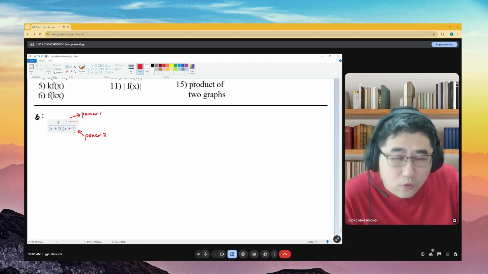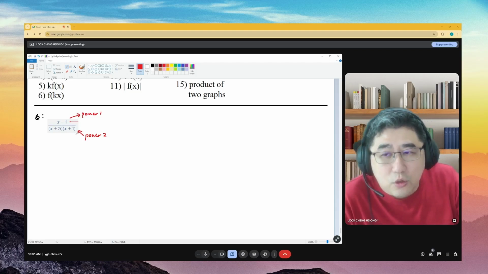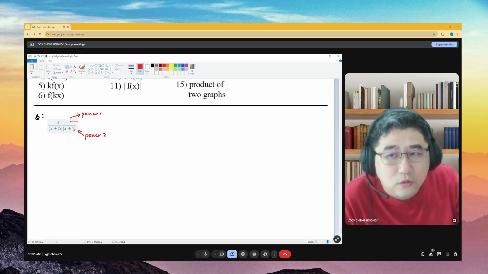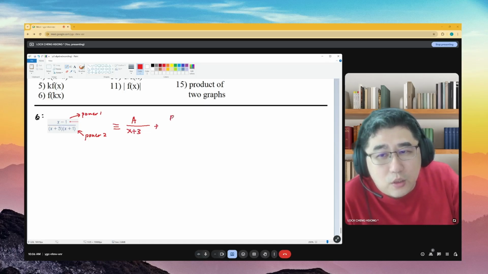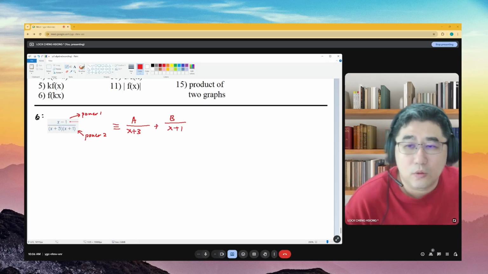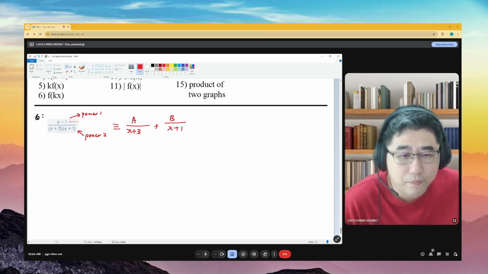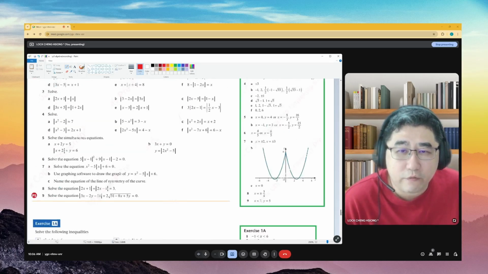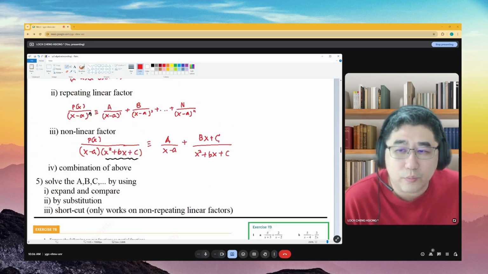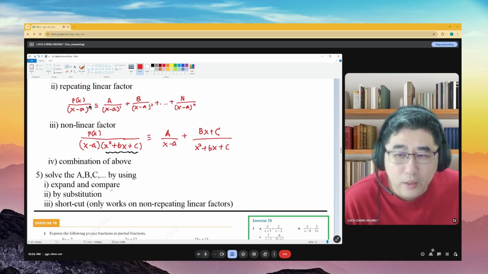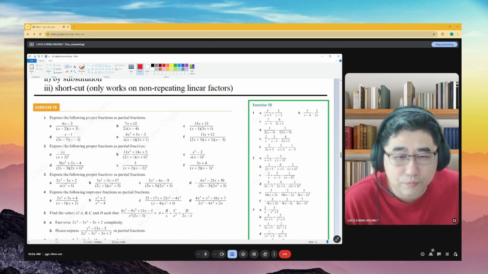So step 4, we write assumptions according to what we got from step 3. You can see that this is a non-repeating linear factor. Therefore, I will write my assumption as a over x plus 3 plus b over x plus 1. Then step 5. Here I mentioned 3 methods: expand and compare, substitution, and shortcut. I'm going to show you all 3 methods.